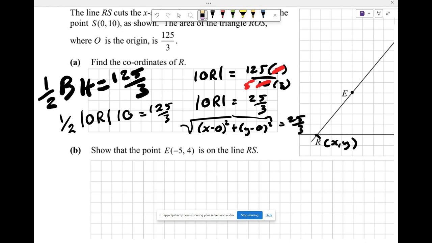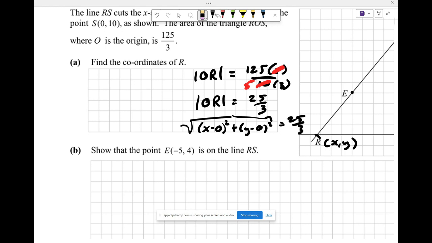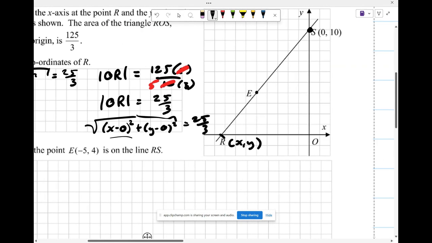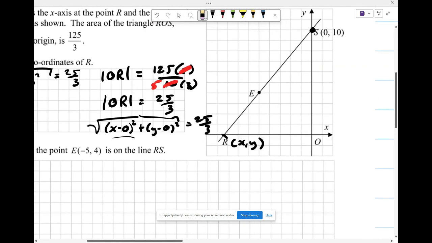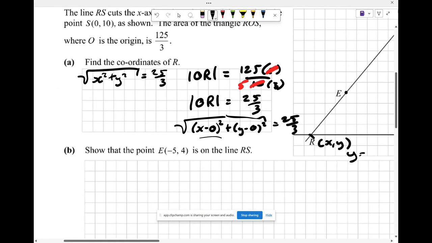I'm running out of space, so let me just jump back over to this side. So x minus 0 is just x, and y minus 0 is just y, so it's x squared plus y squared is equal to 25 over 3. We know because it sits on the x-axis, we can get rid of the y-coordinate, because we haven't gone up or down any y. We've only gone backwards in x. So we know our y is going to be equal to 0.